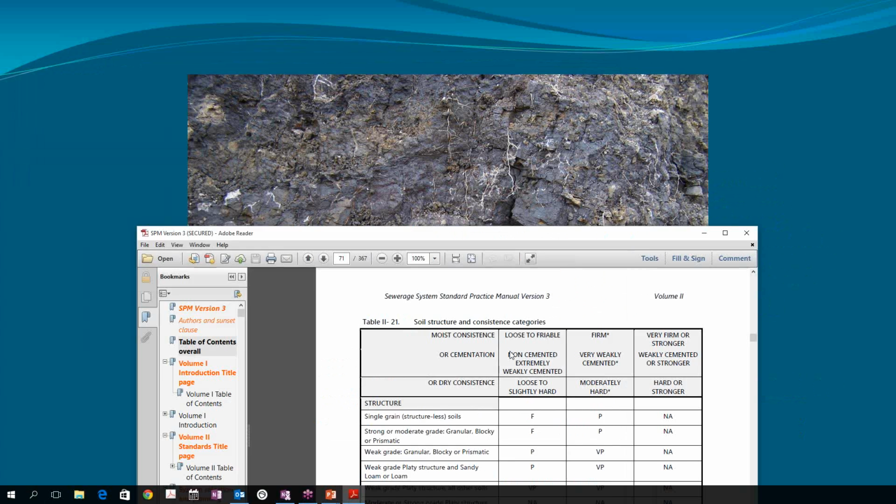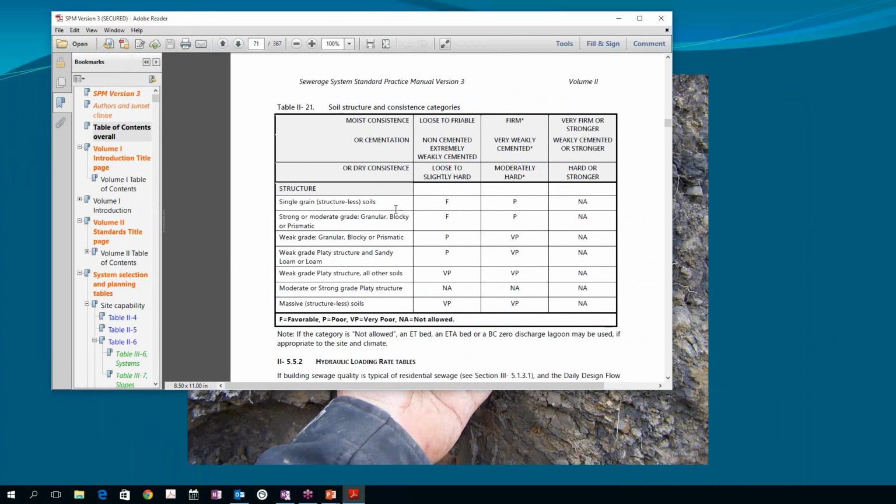So just let me go back to table 221 just to be clear. You know, these PEDs, they are blocky for sure. Right? It's not a sandy loam, that's for sure. So our category is going to be in here somewhere. Consistence, it's dry consistence, right? The soil in the test pit is not wet, it's dry. And so it's going to be over here, hard or stronger rupture resistance. So blocky, that means that the soil structure and consistence category is not allowed.